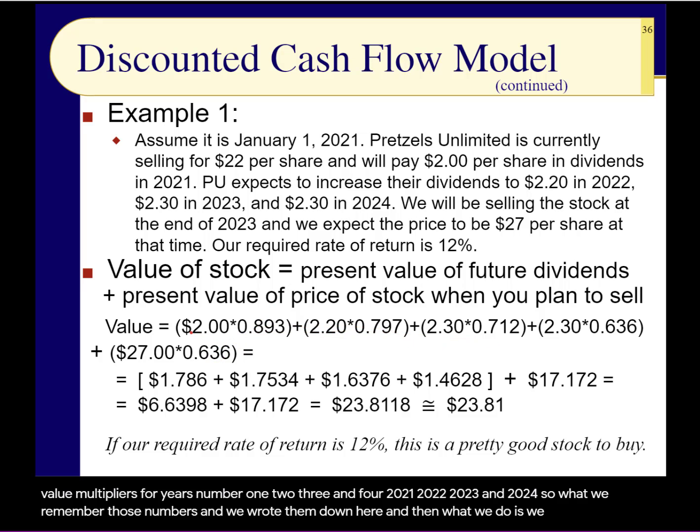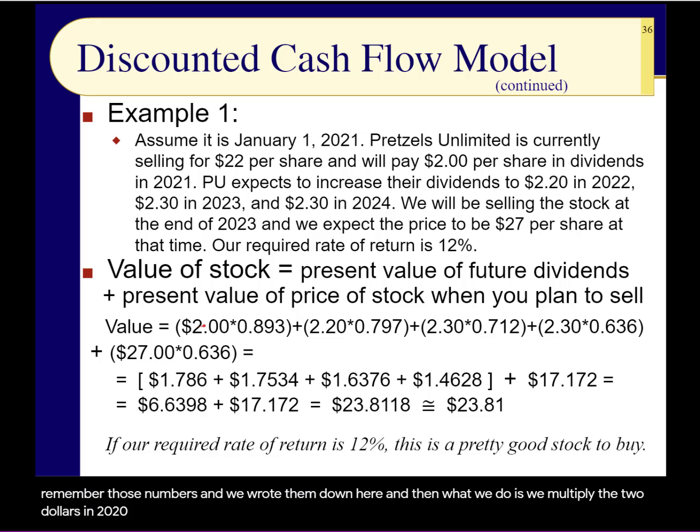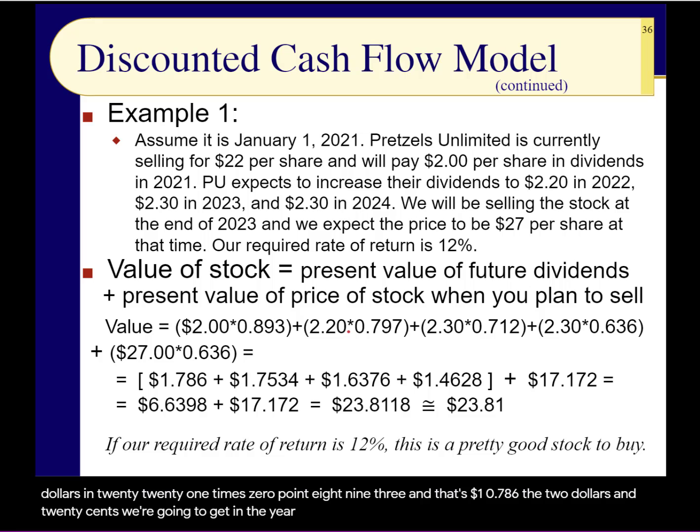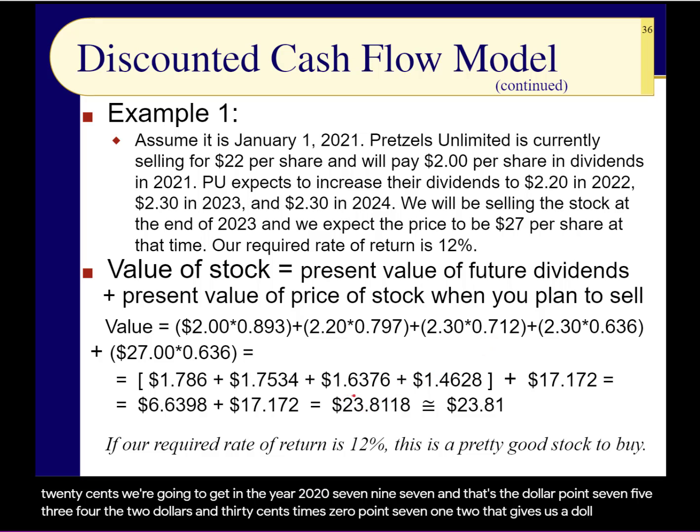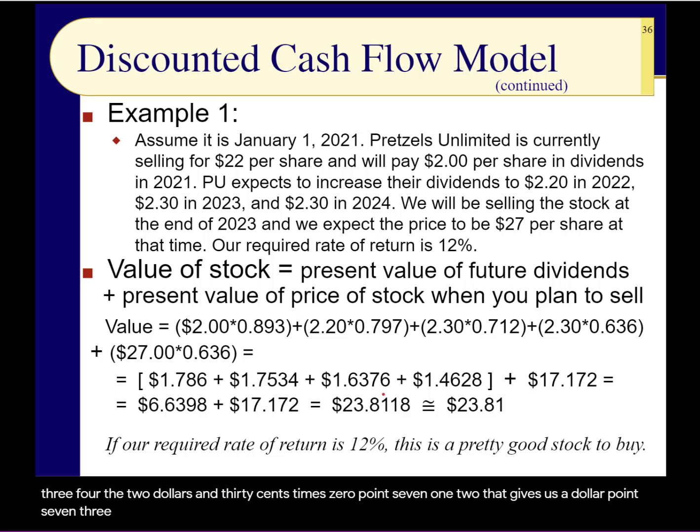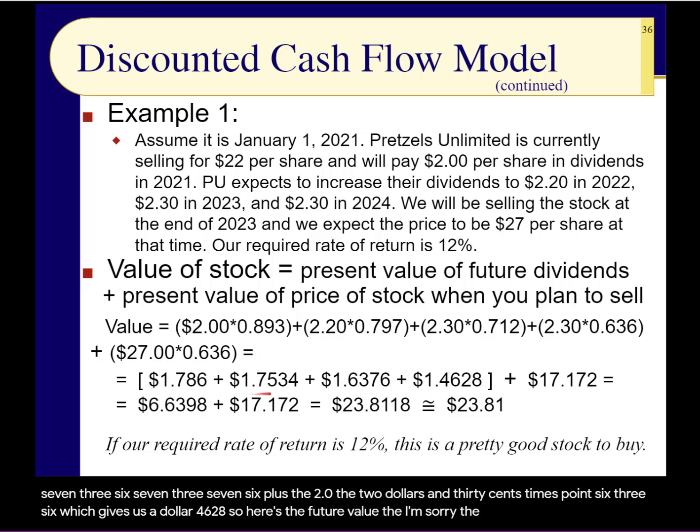And then what we do is we multiply the $2 in 2021 times 0.893, and that's $1.786. The $2.20 we're going to get in the year 2022 times 0.797, and that's $1.7534. The $2.30 times 0.712 gives us $1.6376, plus the $2.30 times 0.636, which gives us $1.4628. So here's the present value of the dividends.